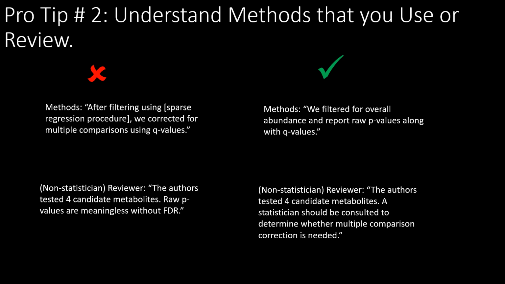If you're not a statistician and you're reviewing an article, you don't want to be like the pit bull on the left who says the authors tested 4 candidate metabolites and raw p-values are meaningless without FDR. Instead, it's fair to ask the question, but you kind of want to know your lane here. And so it's totally fair to say, hey, the authors tested these 4 candidate metabolites, a statistician should be consulted to determine whether multiple corrections are needed.